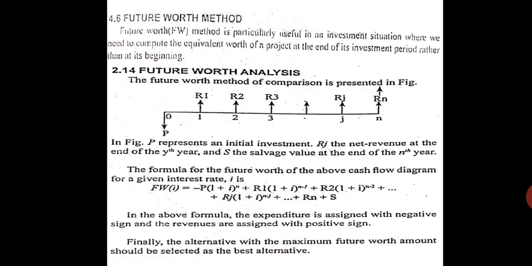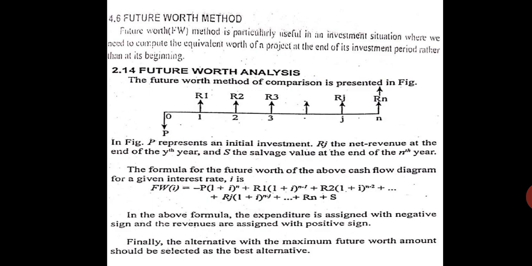So what is the future worth method? We have already seen the present worth method. This future worth method is particularly useful in an investment situation where we need to compute the equivalent worth of a project at the end of its investment period rather than its beginning. In the present worth, whatever investment we want to make, whatever revenues are involved, what is the present worth of the project? But here in the future worth, we are not looking at the present worth, but we are looking at the future worth at the end of the investment period.